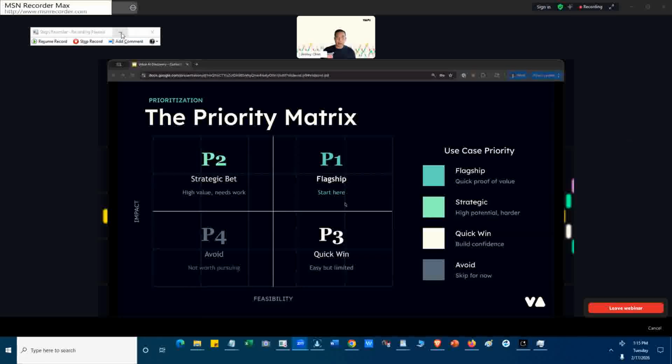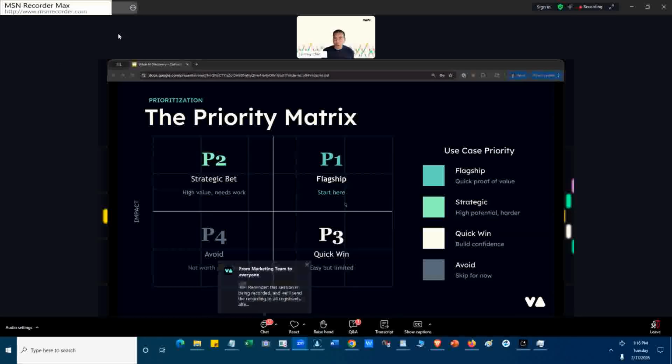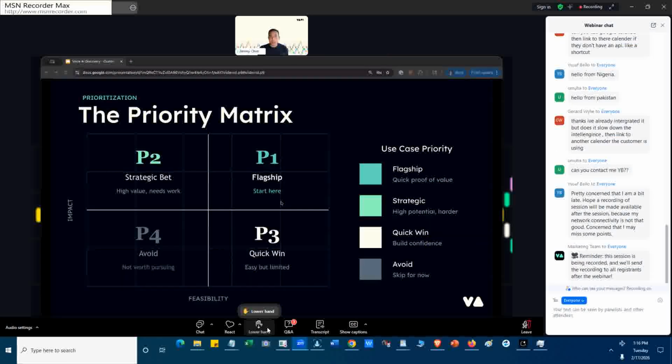P3 are what we call quick wins or training wheels or training ground. This one is very interesting. This is high feasibility but lower impact. These use cases are easy to build, but they're limited in the value that they could provide. And so this typically is what we recommend for building confidence, building trust, filling current gaps, but not the kinds of use cases that you want to lead with.